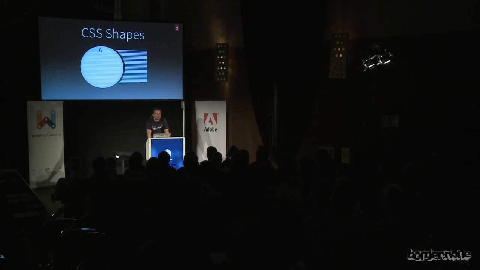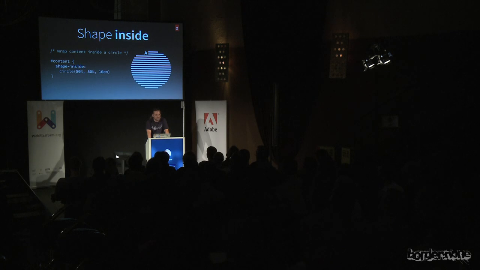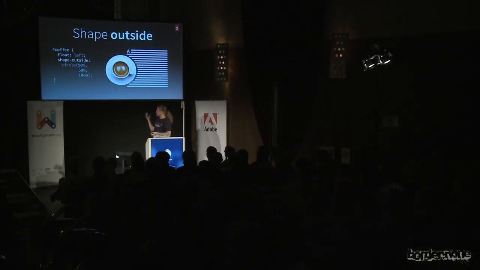Basically, CSS shapes come in two shapes. There's shape inside, which controls the wrapping of text inside an element. So you can wrap text in a circle. It can also use an ellipse, which is a squished circle. Rectangles, of course, or polygons. This is where stuff gets interesting. And then there's shape outside, which allows you to define the wrapping of content outside of the element. And in this example, we float an image of a coffee cup and define a circle with a certain size and shape to wrap the text around it.